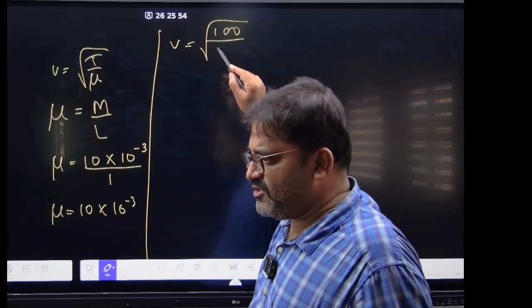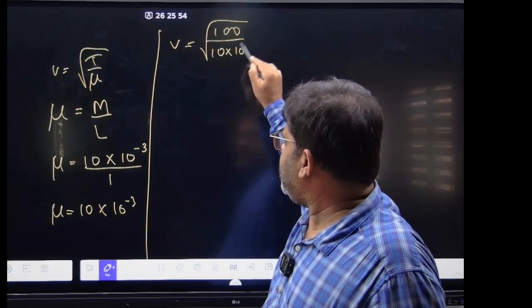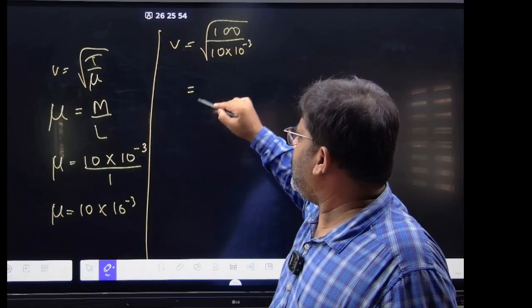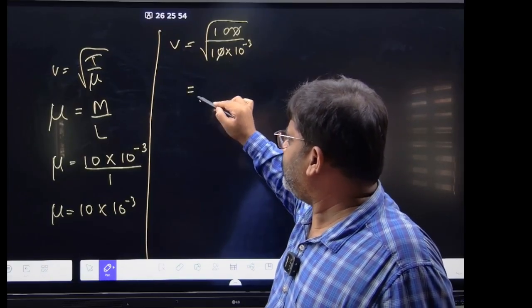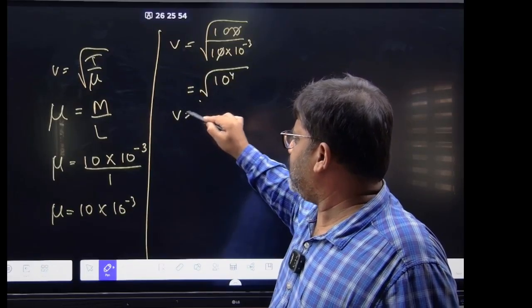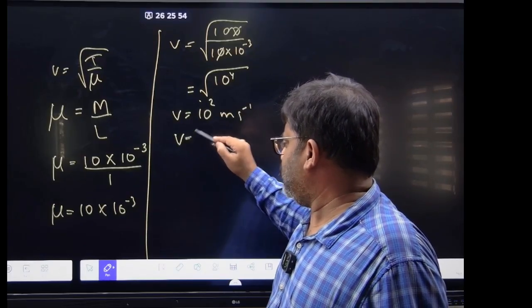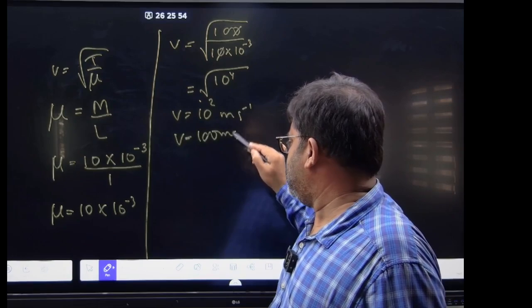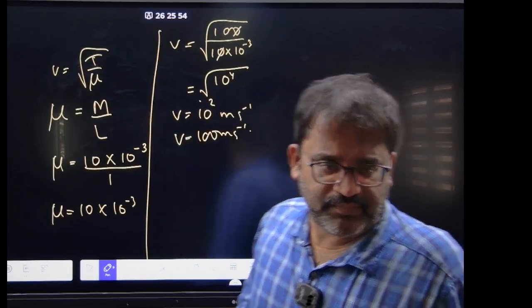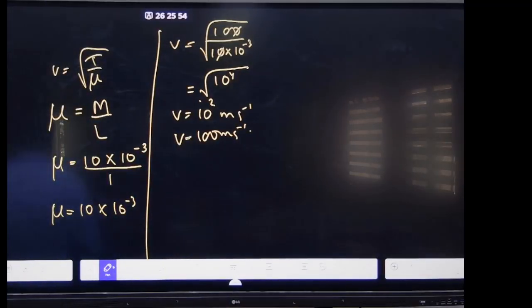Then this is nothing but 10 into 10 to the power of minus 3. This cancels off, so it is 10 to the power 4, and V is equal to 10 to the power of 2 meter per second. That means V is equal to 100 meter per second. So the right option is the second one.